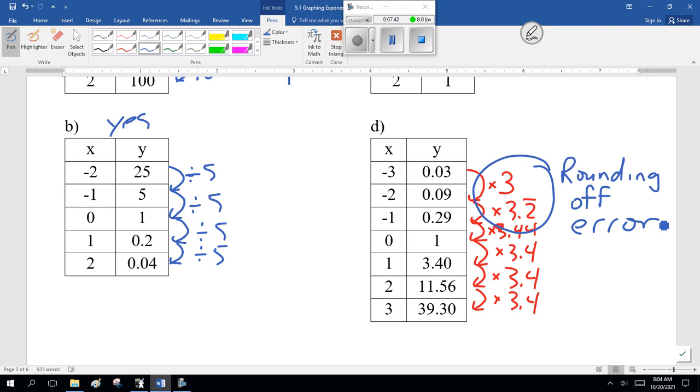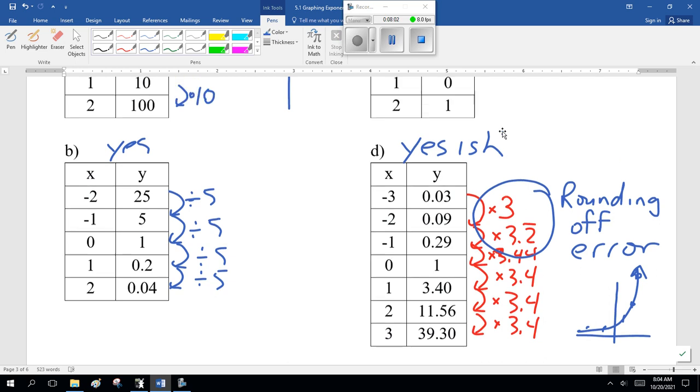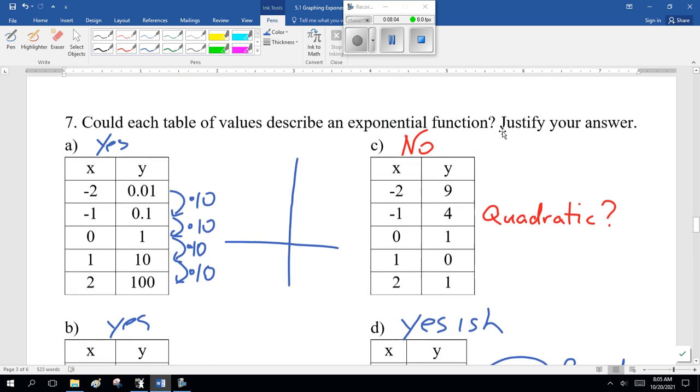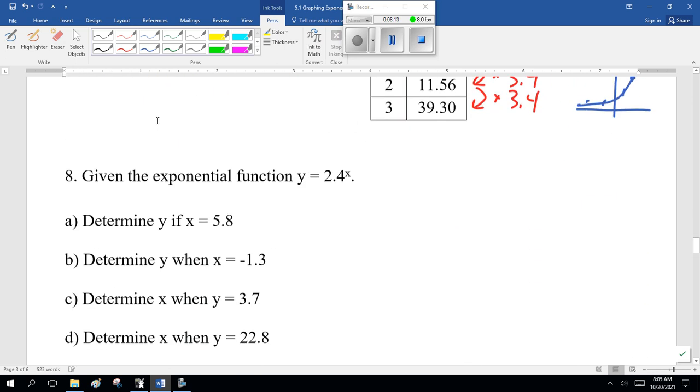Now, when you graph this, you definitely get an exponential function. I'm not going to graph it, but I want you to graph it, plot the points, and you get, oh, it definitely looks it. I suspect this is a rounding off error. So I'm going to go yes-ish. It's not perfect, but it certainly does look like it. The question goes, could each table of values describe an exponential function? Could? Yes. Ish. It's not perfect, but it's pretty darn close.